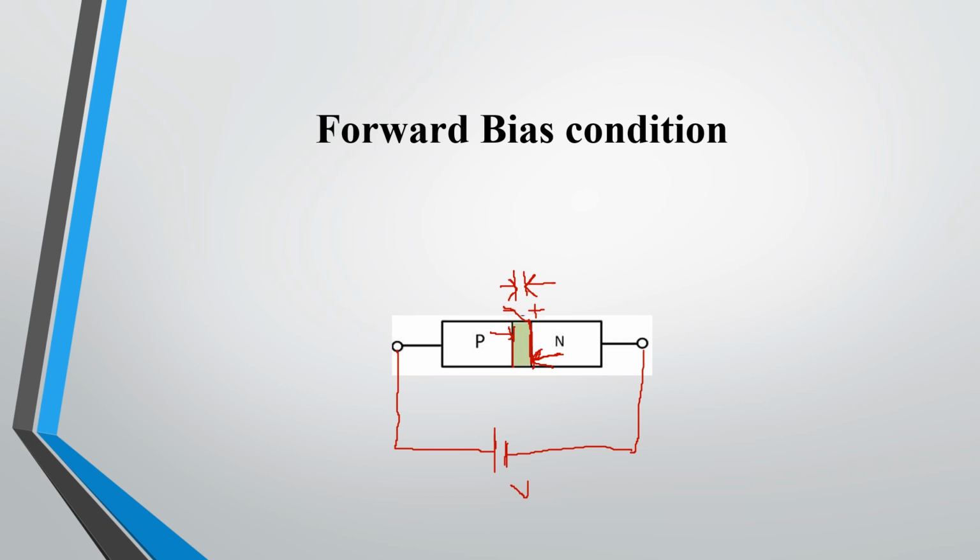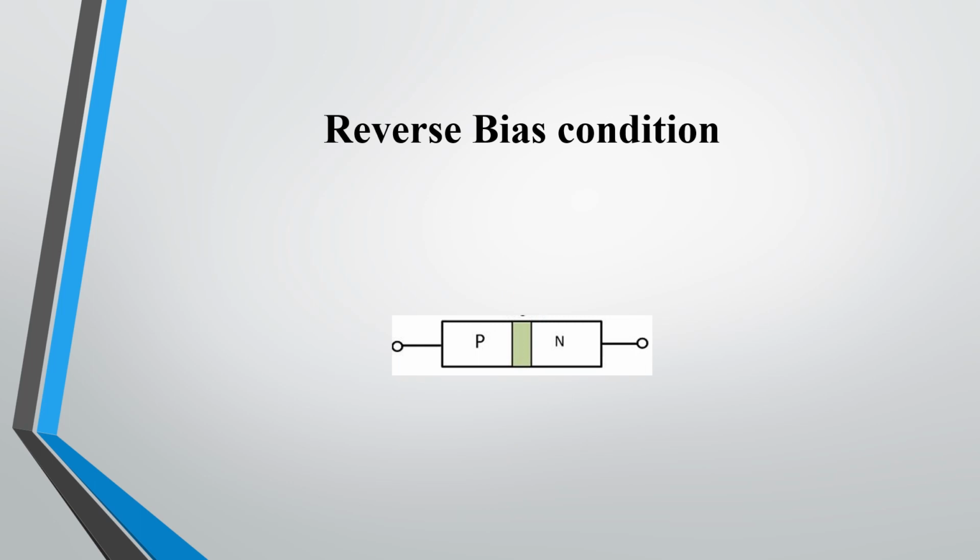Okay. Diffusion current will be from P to N. So the diffusion current will be high. So under forward bias condition, the circuit acts as a short circuit. Okay. Similarly, now let's discuss the reverse bias condition.